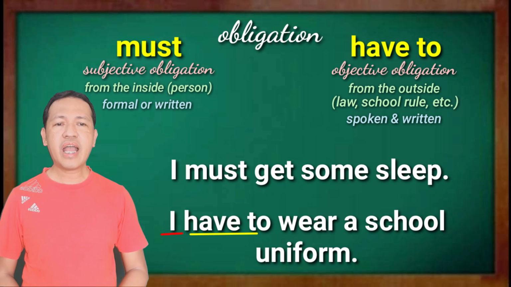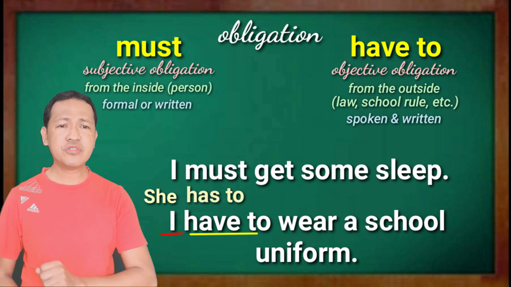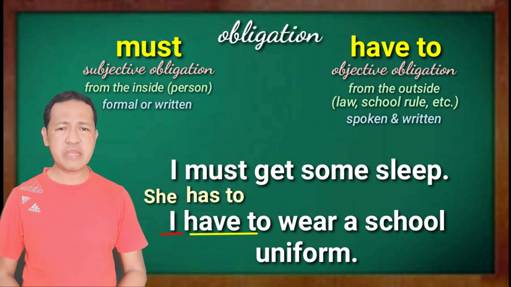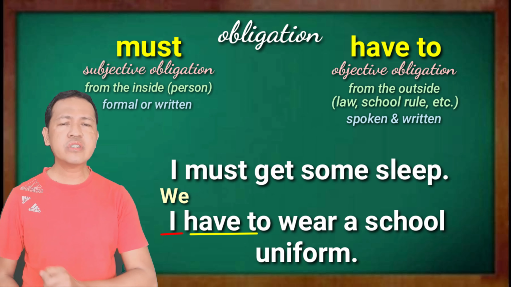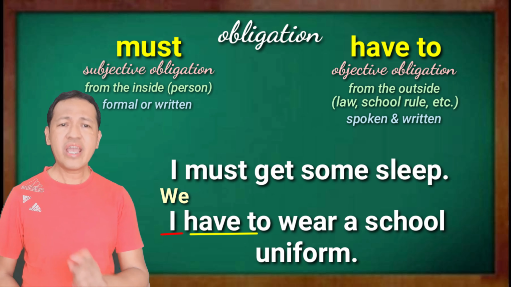For linking verbs am and was, the rule is straightforward. I'm a teacher. I and am are both singular. If we change singular pronoun subject I to she, we also change have to to has to. She and has to are both singular in meaning. If we change she to we, again we'll use the plural have to. We and have to are both plural in meaning.